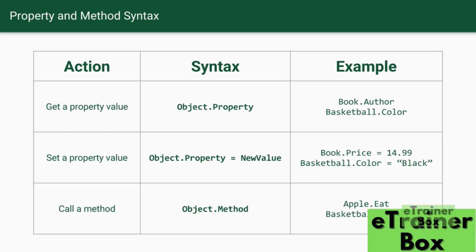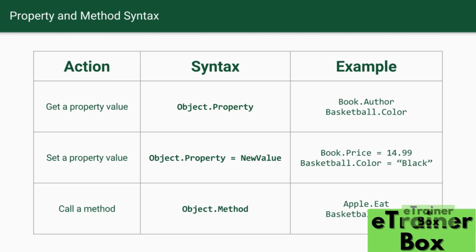For example, a book may have a price right now, but that book's price can also change when the shopkeeper decides to give it a different price. A basketball may have a color of orange, but we can always pick up the basketball and paint it and give it a new color of black, right? So some properties can be overwritten.